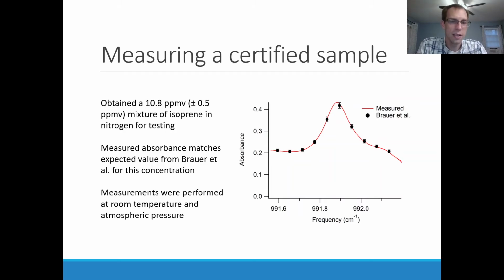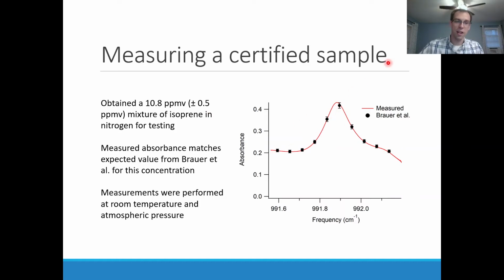We have in red, the red trace here. This is our measured data, and it's at much higher resolution than the data from Brower et al. The black circles here are the measurements from Brower et al., scaled to the concentration that we have, this 10.8 parts per million by volume at atmospheric pressure and room temperature, and then also scaled for the path length that we have for that 76 meter path length through our multipass cell. And so we can see really good agreement between our measured values and the predicted values we would get from using the data from Brower et al.